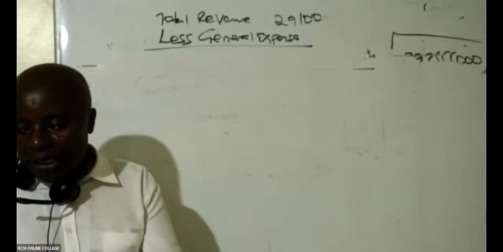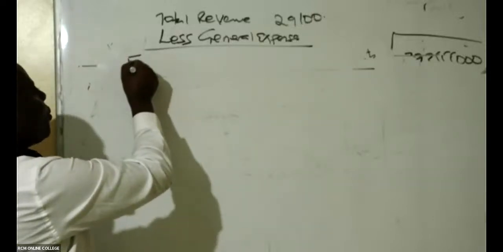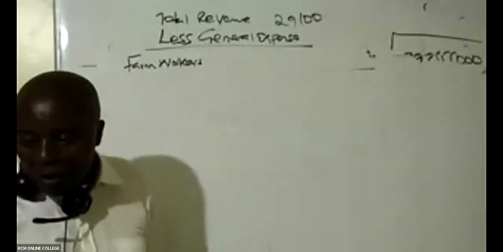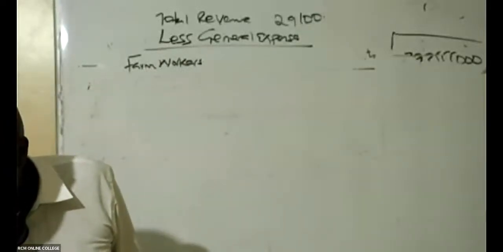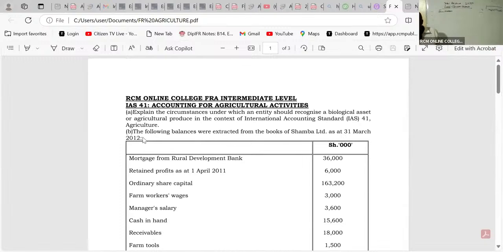All right. So we look at our trial balance. At our trial balance, you are able to see the farm workers' expenses or wages. If you look at the question here, you are able to see the farm workers' wages. It is neither in crops nor in livestock. It's a common expenditure. So the farm worker wages, 3,000. Put this in brackets like that.